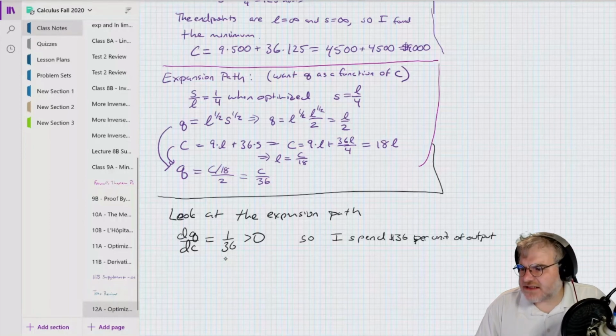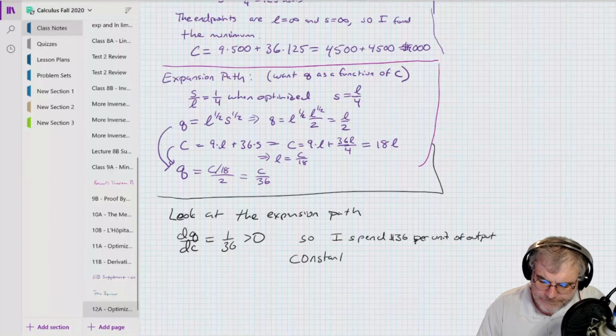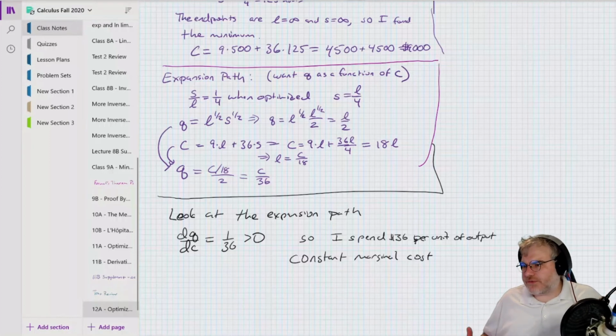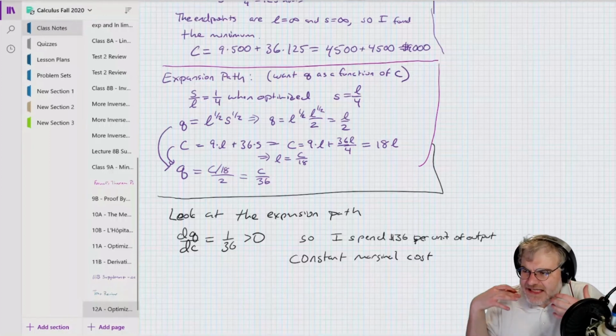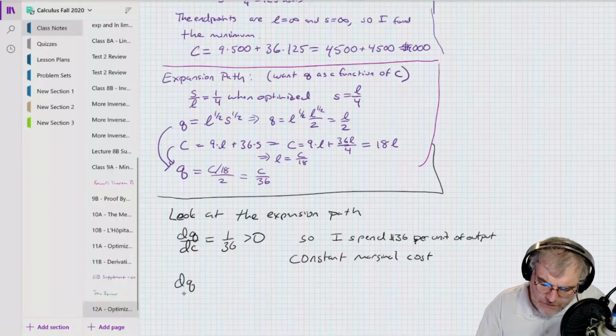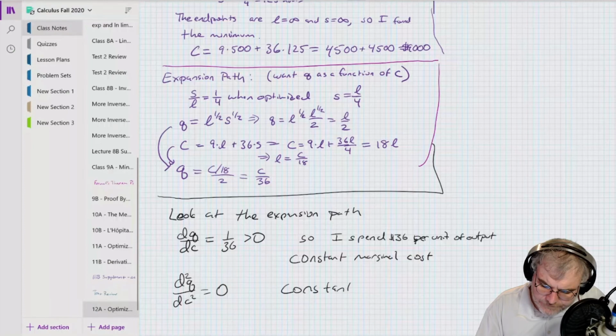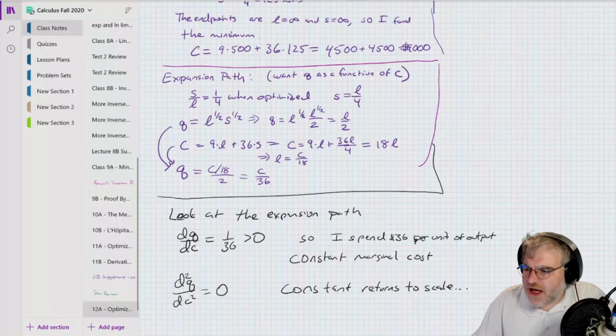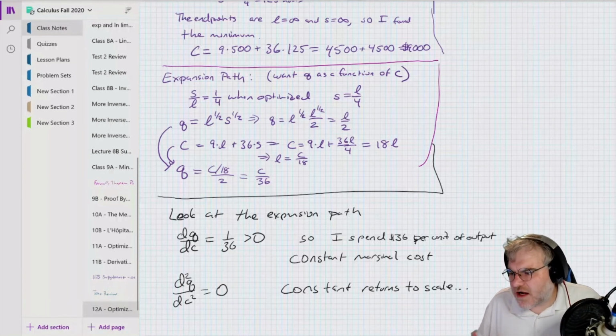And notice that this is constant. This thing has constant marginal cost. It doesn't matter how much I produce. Okay? And that's interesting. Constant marginal output, or constant marginal cost. Right? So if I do dq over here, I get constant returns to scale. So it doesn't matter how much I output, it always costs me the same.